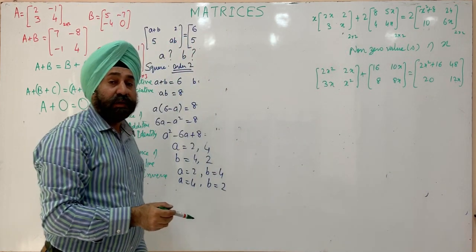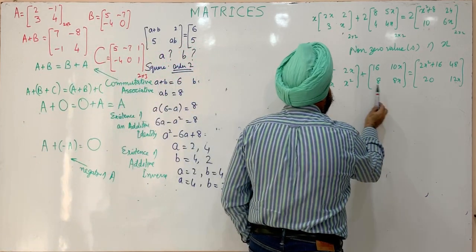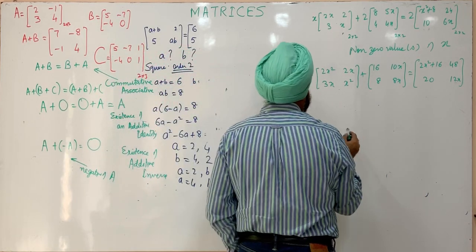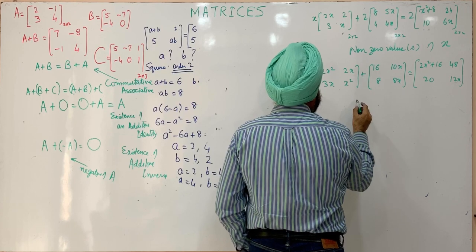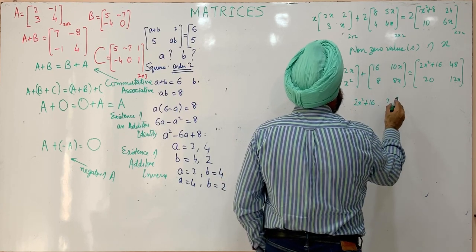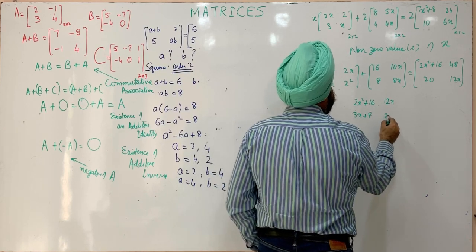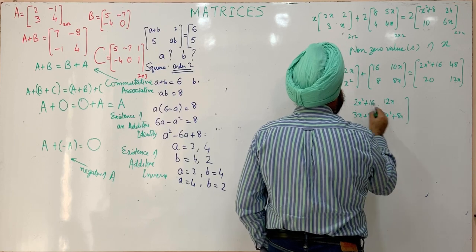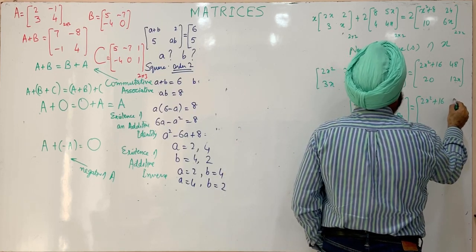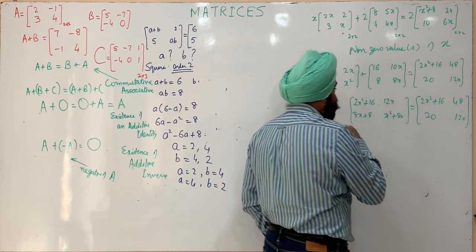Left hand side we have two matrices of the same order. These are matrices which are conformable to addition. That means we can add these matrices. Let us add. We add the corresponding elements. 2x plus 10x is 12x. This is 3x plus 8, x square plus 8x. This is equal to 2x square plus 16. This is 48, 20. This is 12x.